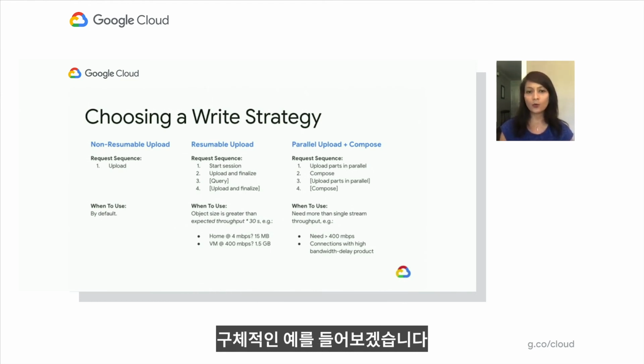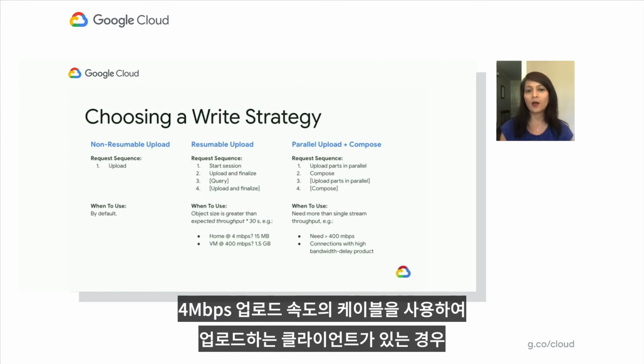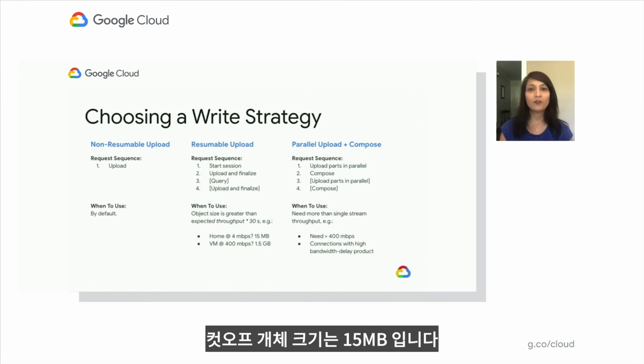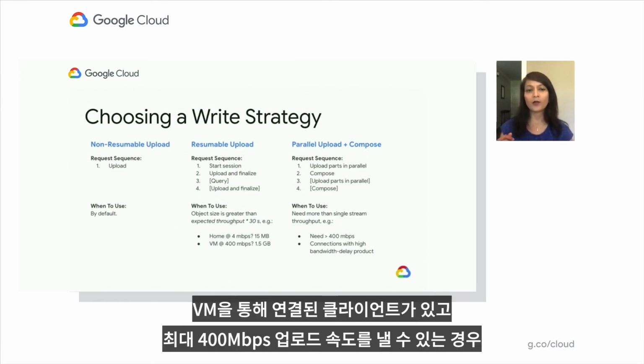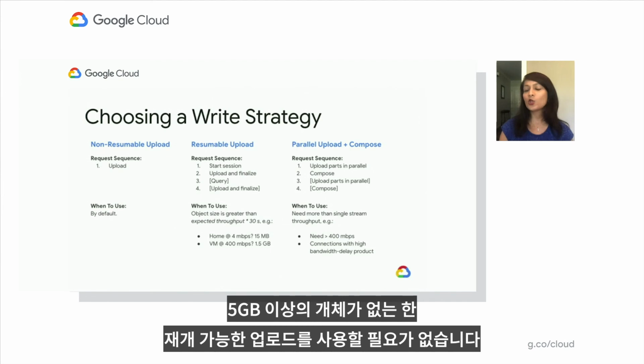To give you some concrete numbers, if you have clients uploading using cable at 4 Mbps upload speed, then the cutoff object size is 15 megabytes. Or if you have clients over VM getting a full 400 Mbps upload speed, then you shouldn't really have to use a resumable upload unless you have objects as large as 1.5 gigabytes or larger.